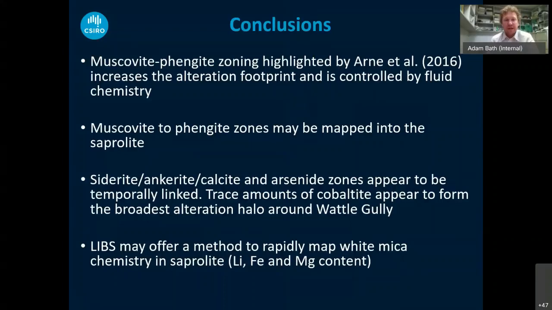So the conclusions are that yes, the muscovite-phengite zoning, first highlighted by Dennis Arne, certainly increases the alteration footprint. At Wattle Gully, that footprint is about 170 metres downhole in width, which is a significant increase. And that corresponds with arsenic and also the iron-rich carbonates. The muscovite to phengite zones, as we've shown, can be mapped through into the regolith, and that would certainly add value to gold assays or arsenic assays done on the soils.